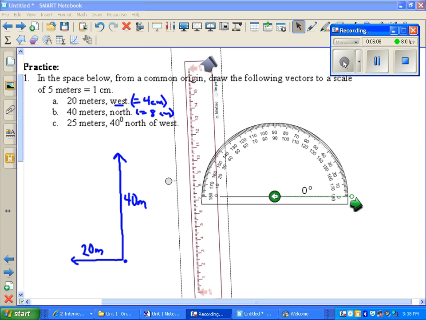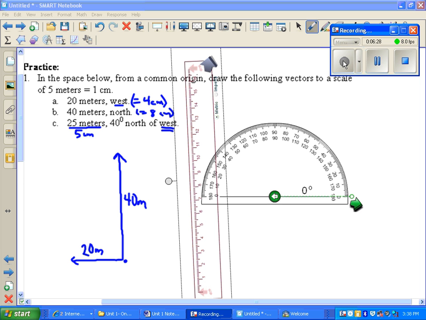Okay, now we have to do the last one, and for the last one, I have to do a little bit more work. I have to do 25 meters. Using my scale, if 5 meters is 1 centimeter, 25 meters is going to be 5 centimeters. But I also have to draw in this 40 degrees north of west. The second word is my reference line.